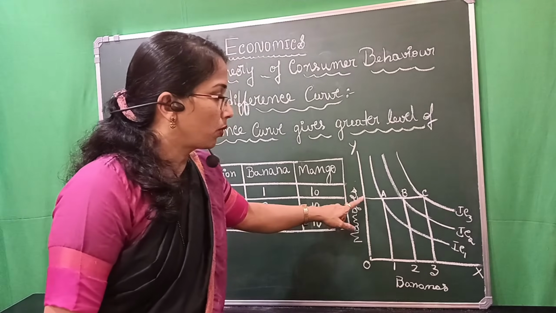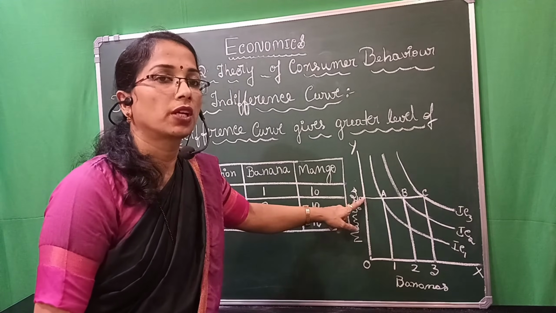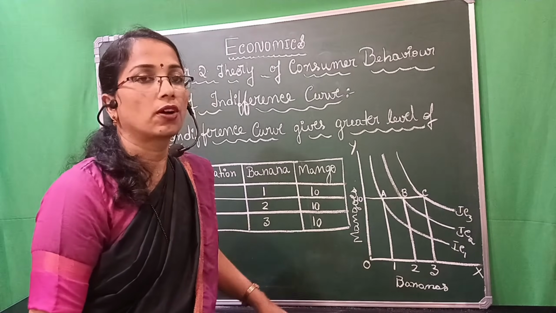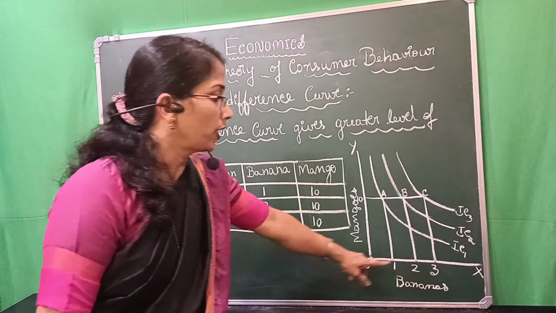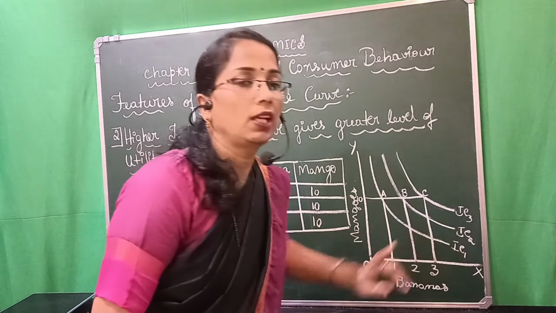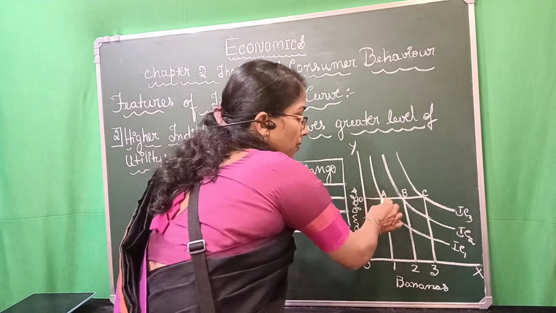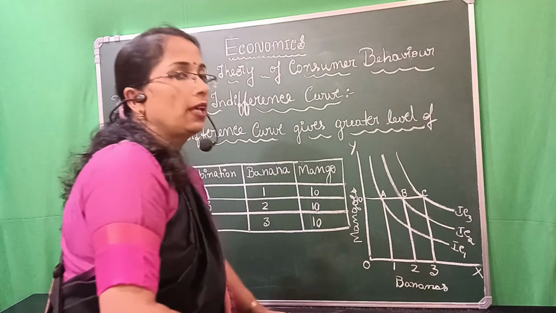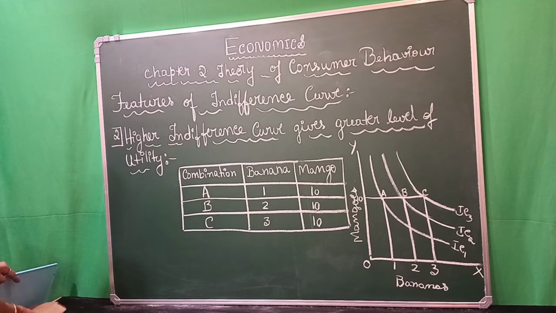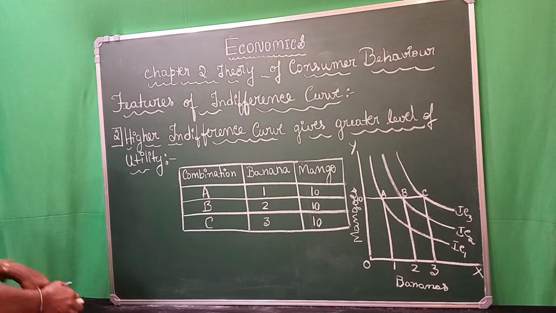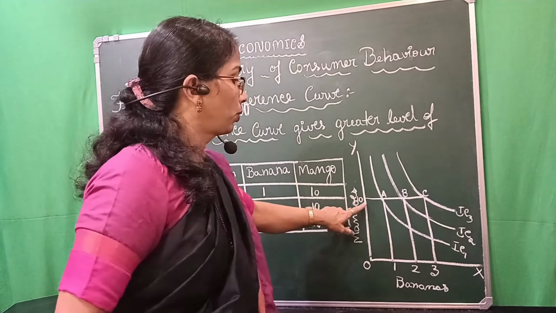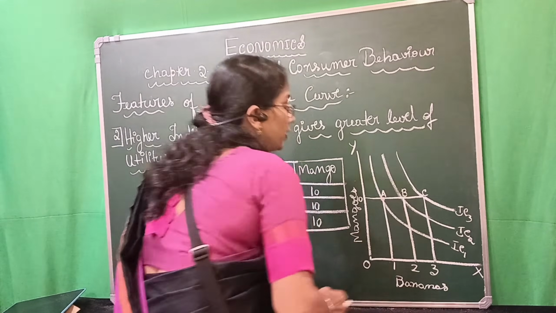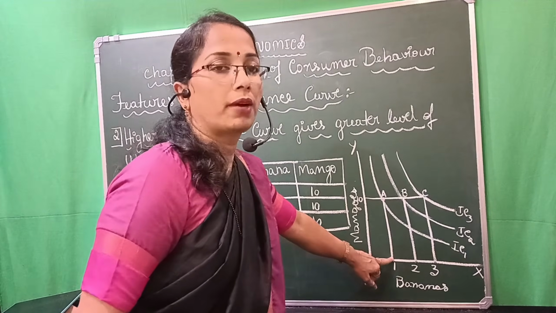Let us mark one point here which shows the combination of 10 mangoes and other combinations of bananas. So on OX axis mark 1, 2, 3. Suppose we mark point A on IC1 curve, that gives us 10 mangoes and 1 banana. This point gives us 10 mangoes and 1 banana.